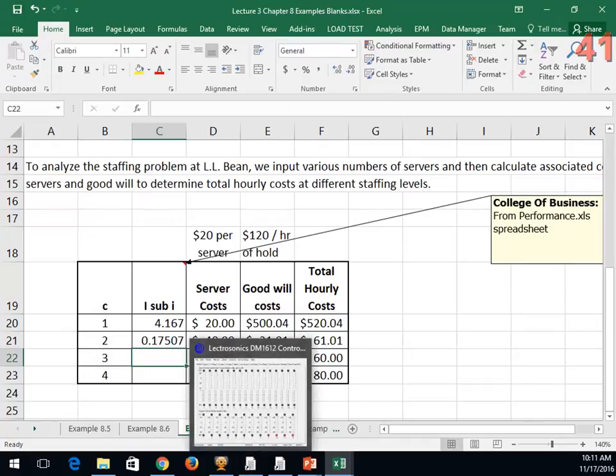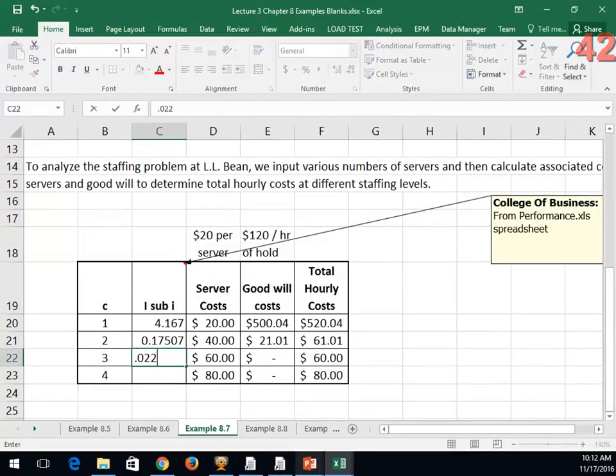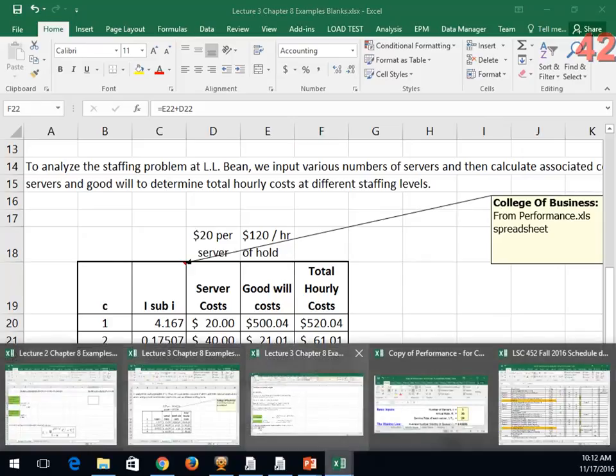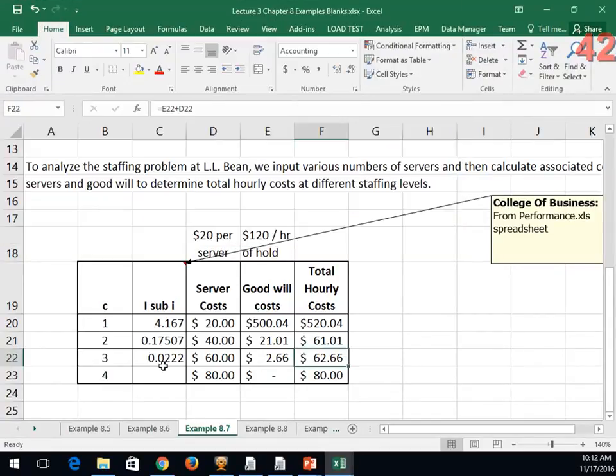Then I come back to copy of performance.xls and say, well, what if I have 3 servers? Now I only have 0.0222 people that are waiting for service. At that point, I have just passed the point where it now costs me more to have the server than what I'm going to gain in the goodwill. It's a $20 cost to add a server per hour, and I'm not picking up quite $20 an hour, just something slightly different than that. And if I go to 4 servers, we're going to see clearly that's going to be more expensive yet. And so I have 0.0029.